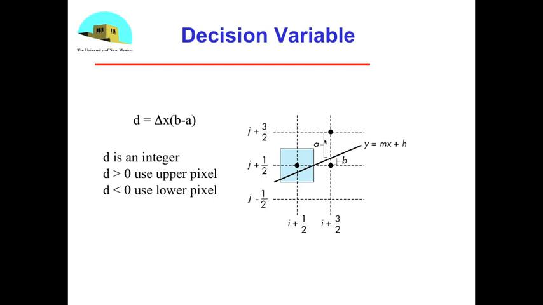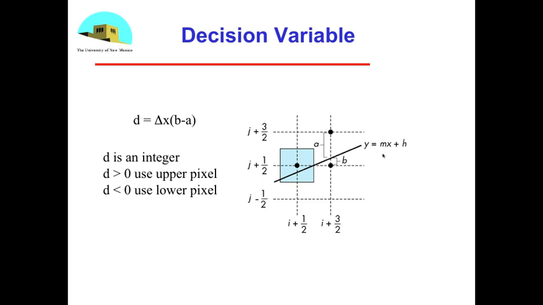And the argument is, look, if A is bigger than B, then the next pixel is going to be this lower one, and if B is greater than A, then I'm going to do the upper pixel. So the decision variable, you can say, is B minus A, and if B minus A is greater than 0, then I'll use the upper one, and if B minus A is less than 0, I'll use the lower one.